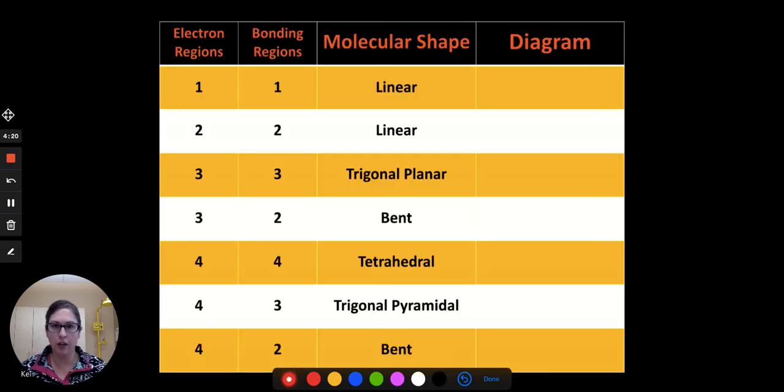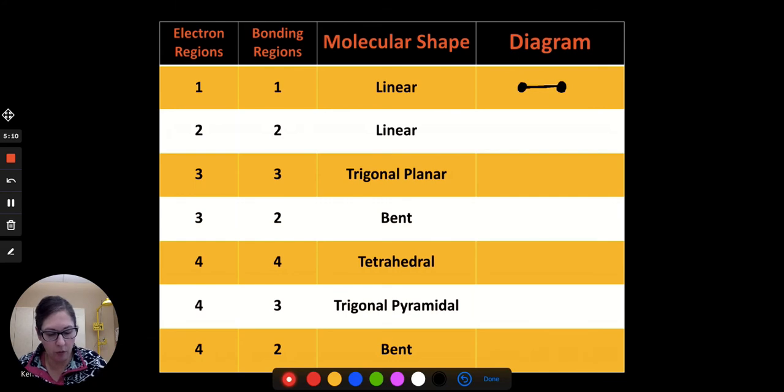So let's take a look at this chart that gives us a little more information. Those electron groups would also be considered the electron regions, so those groups are those regions. We're going to talk about how many of those regions are bonded versus how many we have in total. In the first one, if we just have 2 atoms that are bonded together, they just have 1 region, this bond region, and that one region is bonded, so it's got to be linear. There's nothing else we can have here.